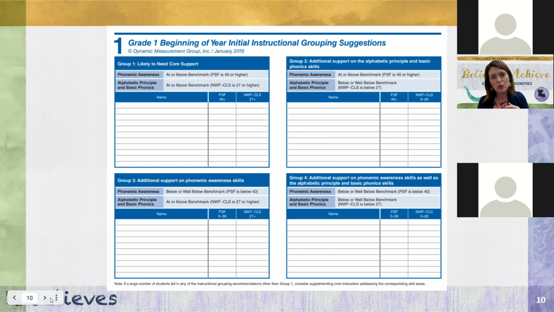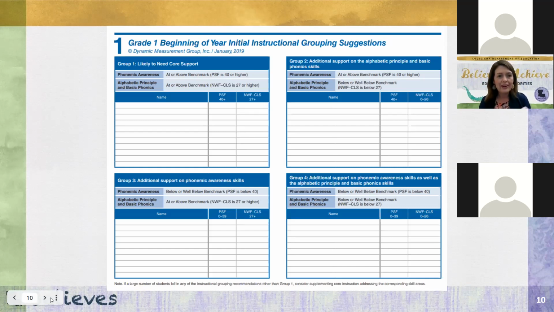Then I get to my group 2, and these are kids who might need a little bit of additional support focused on the alphabetic principle and basic phonics skills. When I look at how they performed on their nonsense word fluency, and how many correct letter sounds and whole words they could read, these are kids who just need a little support there. They might need a little tweak with the code. I might want to do a phonics inventory, or analyze the results of this nonsense word assessment to see if there are particular aspects of the code that they're struggling with. But those kids are going to be a group.